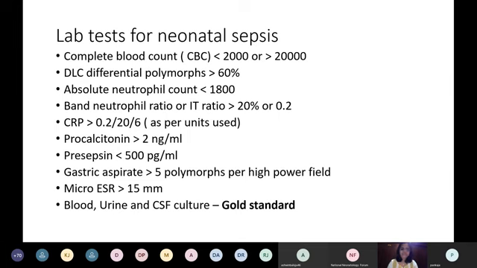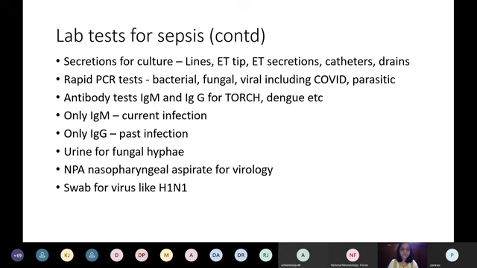Micro ESR is also a good indicator. If it is more than 15 millimeter, it is significant. But always, in the past, now and in the future, the gold standard is going to be the culture. So either blood culture, urine culture, or CSF culture, if that grows an organism, that is the gold standard of sepsis. That is a confirmatory test for sepsis as well.